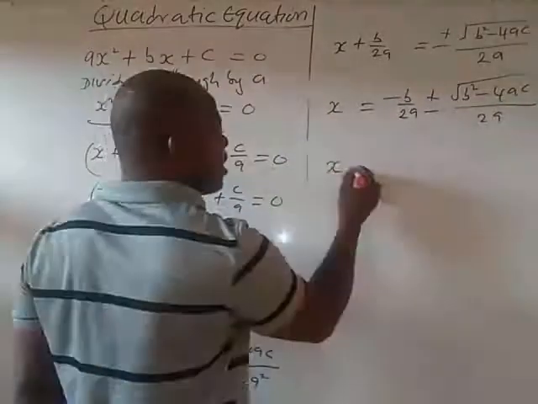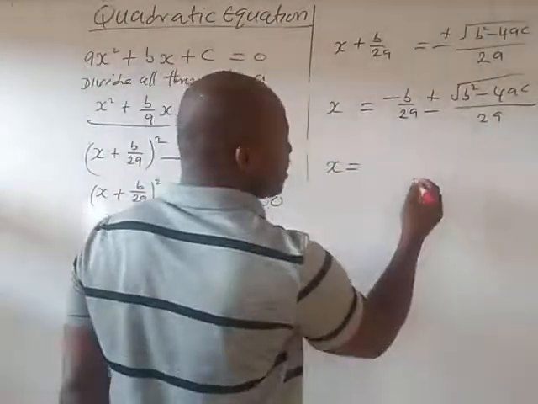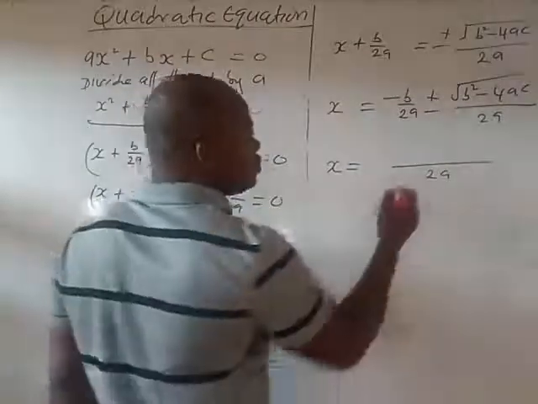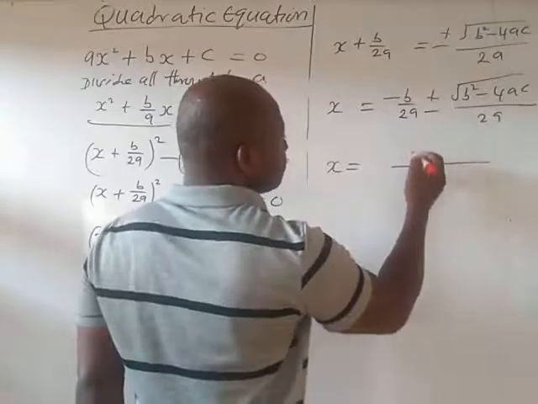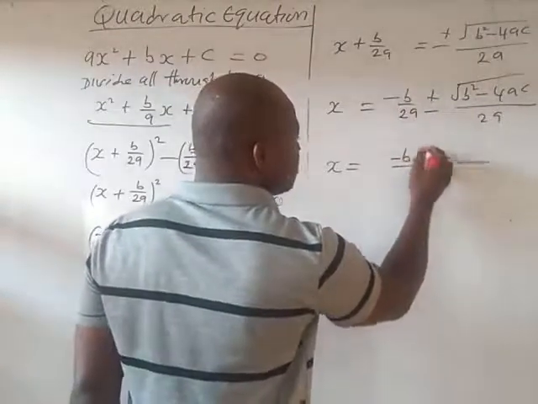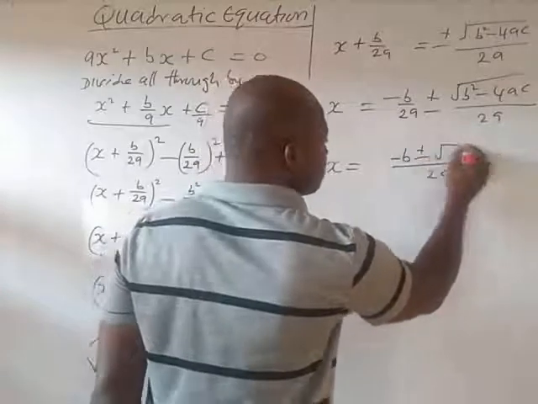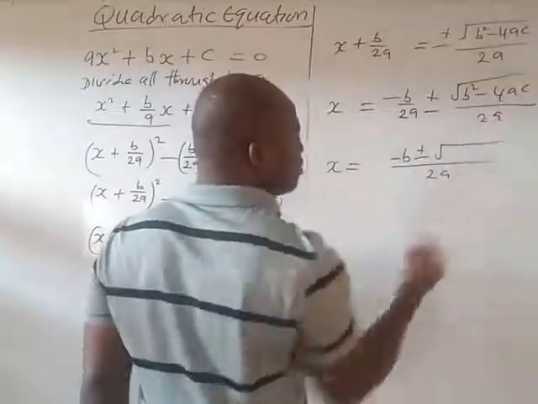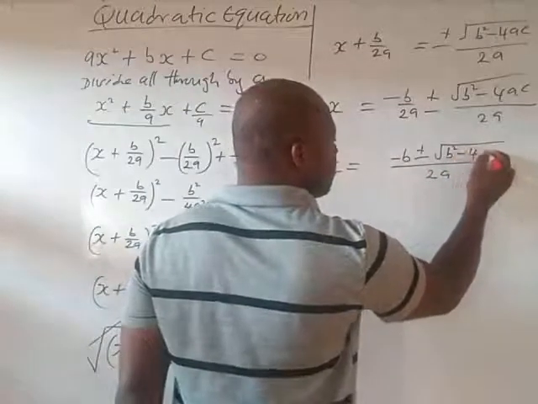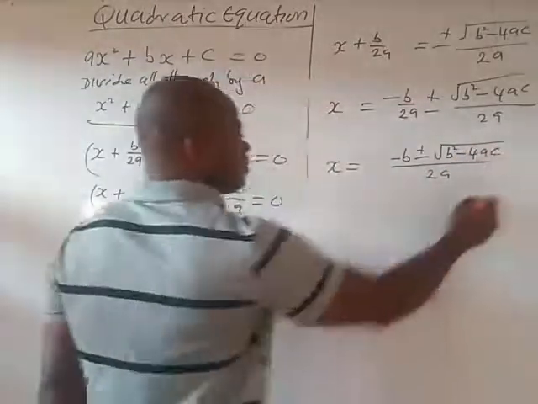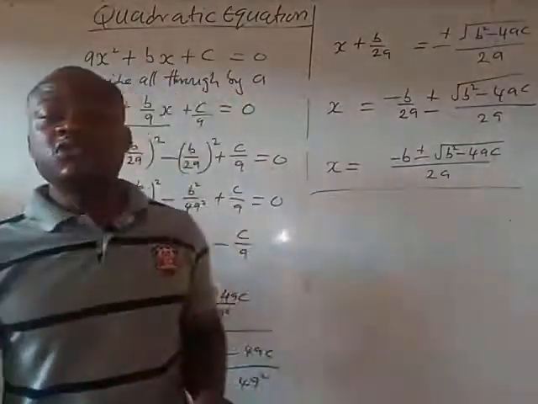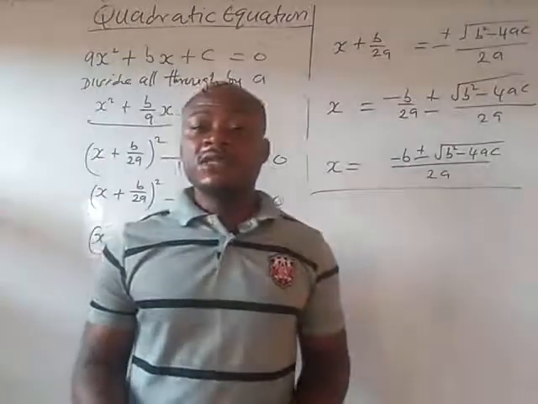Now, let us find the LCM. Our LCM is equal to 2a. 2a goes into 2a one time, times minus b, plus or minus 2a goes into 2a one time, times the numerator, the square root of b squared minus 4ac. Now, this is the formula we will be using to solve quadratic equations using the formula method.